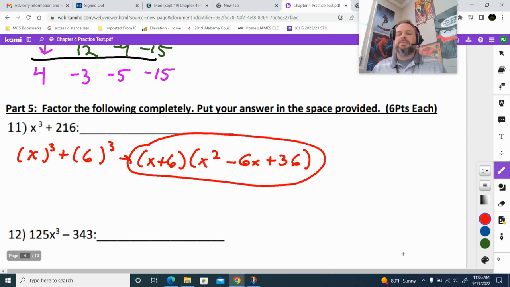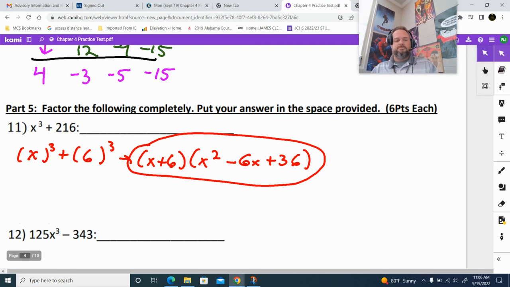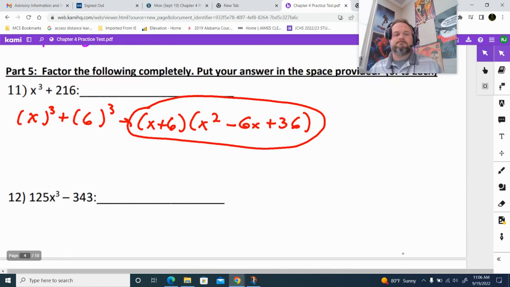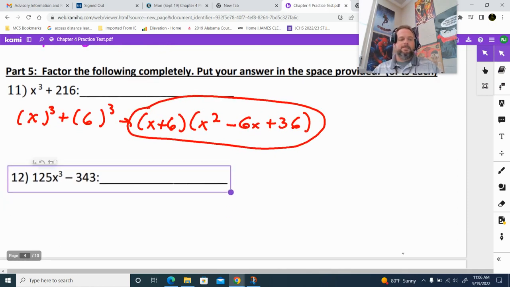Now, there's a reason that this is 6 points each: there are so many terms in here that you would have to make sure they're all there. Okay, I give you 6 points. There are 5 terms, in case you may forget something right here. That's why I would put on my orange sheet how to do the sum and difference of two cubes. All right.